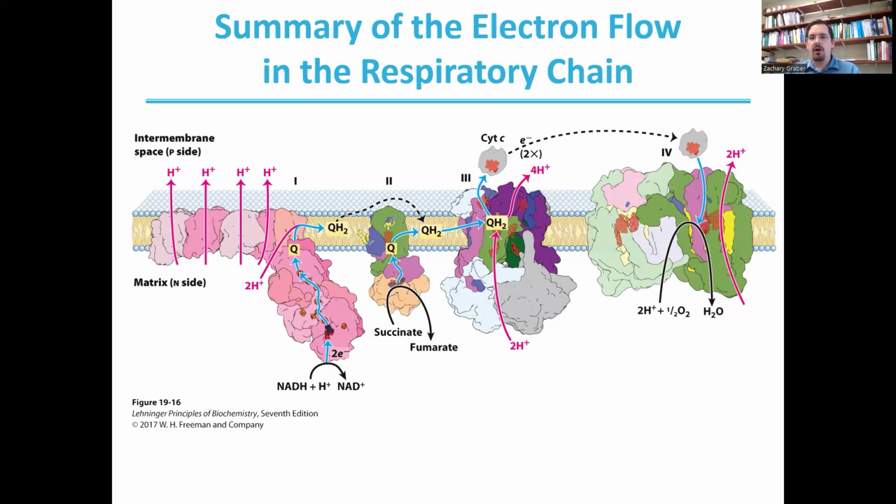So ultimately, all of our catabolic pathways, whether we're breaking down sugars or proteins or fats, will all lead into this electron transport chain that will allow us to use those oxidation reduction reactions to produce energy.